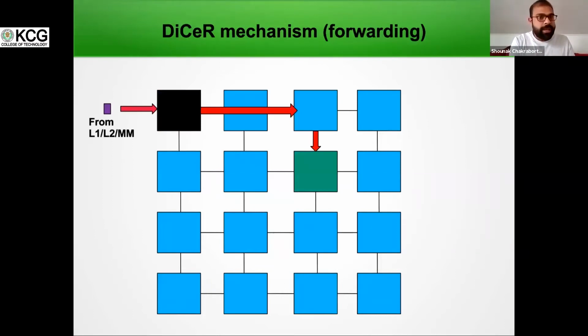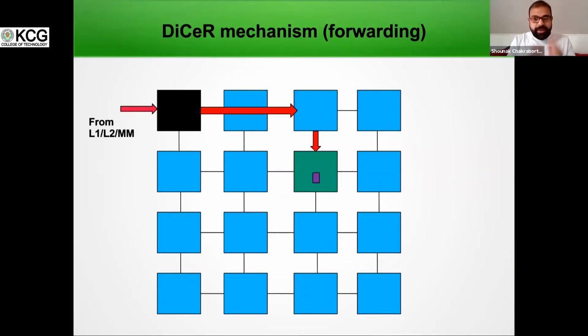Once you have turned it off, as you are using static NUCA, how do you manage the data in future? From now onwards, if any request comes to this turned-off bank, it will be sent to the target, and the target will handle your request in future, right? This is known as forwarding of requests to the target.